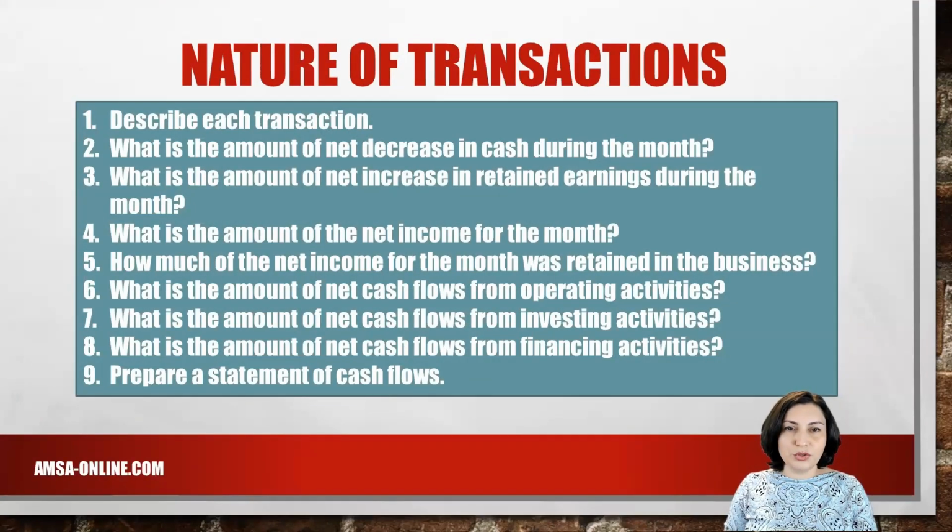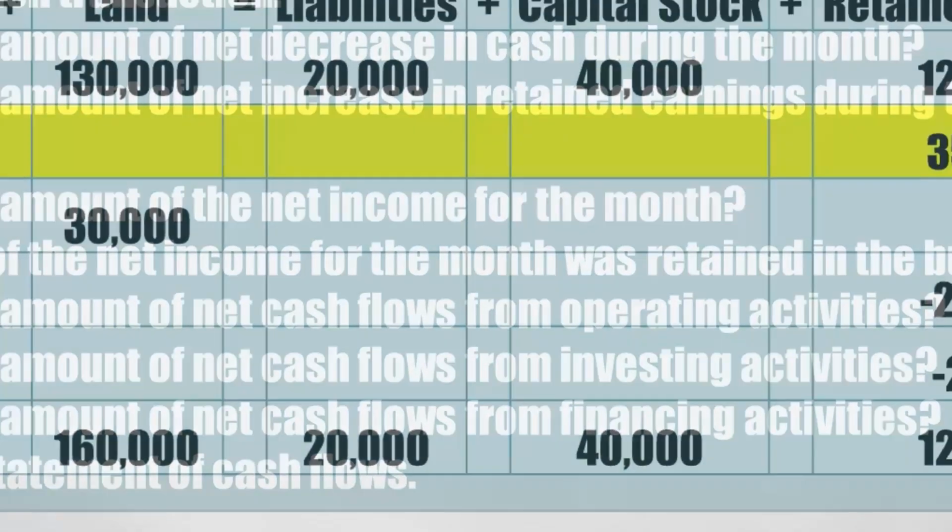This is what we're going to do today. Describe each transaction, determine the amounts of net decrease in cash and increase in retained earnings during the month. Determine the amount of the net income for the month. Determine how much of net income for the month was retained in the business. Determine the amounts of net cash flows from operating, investing, and financing activities. And finally, we will prepare a statement of cash flows.